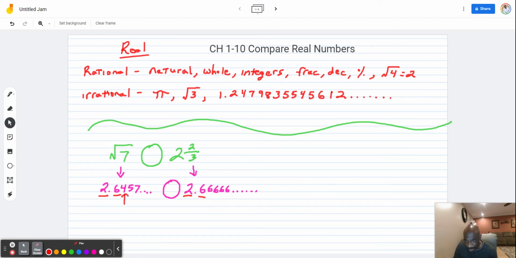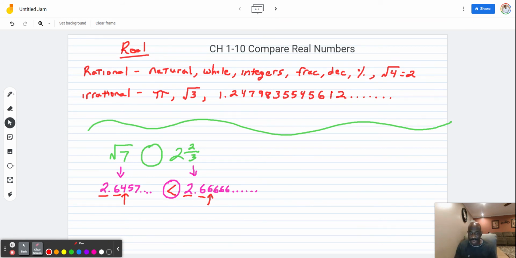I got a 4 here and I got a 6 here. There's a difference. Now we know which one's bigger. So 2.64 is less than 2.66. It doesn't matter what the rest of the digits are.